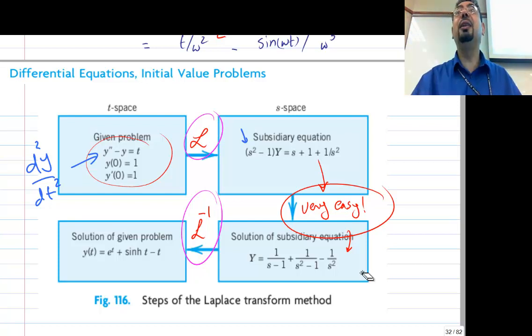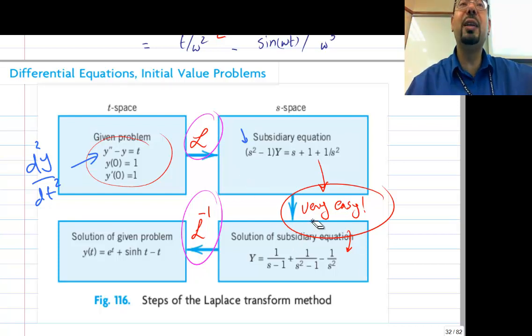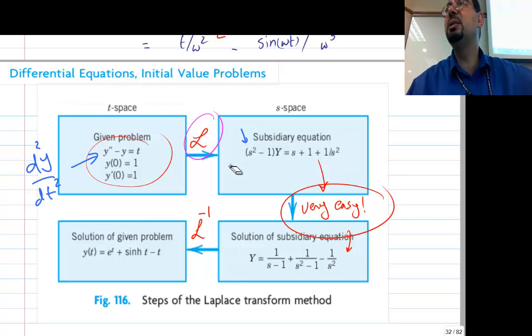No, the easy part is to get the y of s, but the inverse is not. The price is being paid here. The price is basically to do the Laplace and to do the inverse. And actually, I think it's more costly for us here in the inverse, because taking the Laplace is easier than taking the inverse.